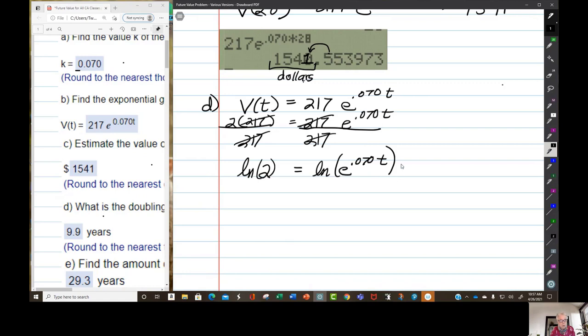Then I use the power rule to bring this power down in front of the ln of e, so I'll have the ln of 2 equals 0.070t times the ln of e, which is 1. So we can just not think about it because 0.070t times 1 is 0.070t. We divide both sides by 0.070, which is k, and we will get the doubling time.